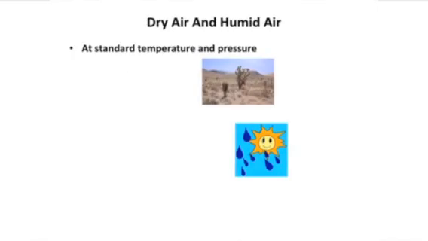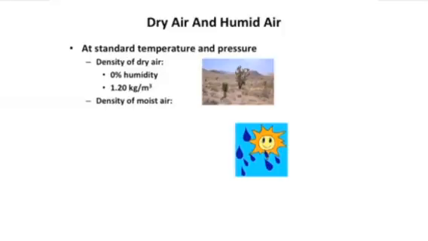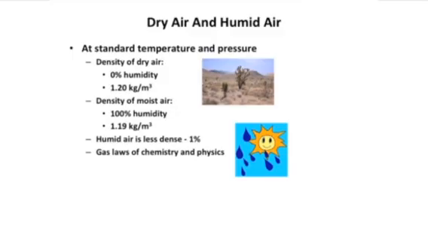Most people think that dry air is less dense than humid air. That is, that humid air is more dense. Actually, it's not. At standard temperature and pressure, the density of dry air, where we have 0% humidity, is 1.2 kilograms per cubic meter. The density of moist air at 100% humidity is 1.19 kilograms per cubic meter. So humid air is actually about 1% less dense than dry air. This comes out of the gas laws of chemistry and physics if you're interested in looking up why that is the case. So you actually can ride faster in humid air, theoretically.